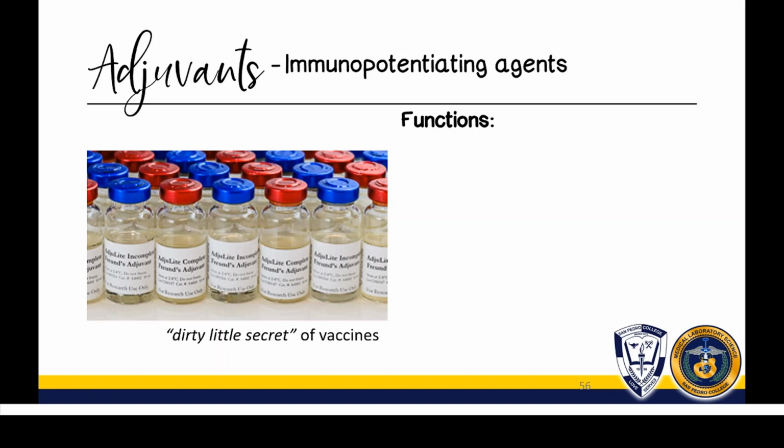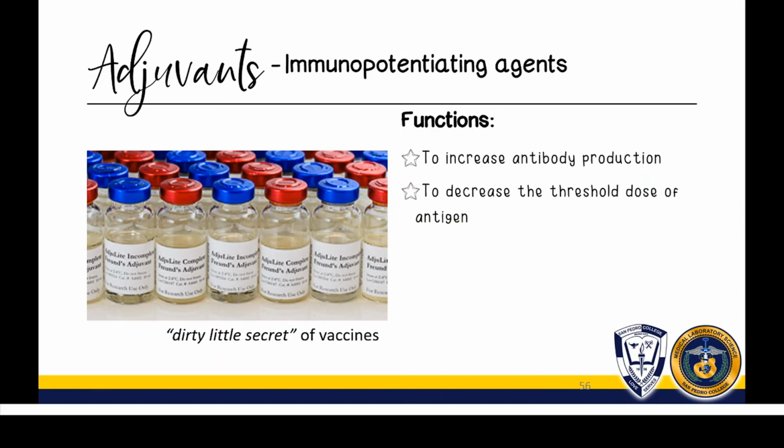The functions of adjuvants include: first, they increase antibody production. They decrease the threshold dose of antigen. They do not require a large dose of antigen to become immunogenic. And they also make weak antigens become potent and strong. Now again, without adjuvants, vaccines such as that of hepatitis B are doomed to fail.